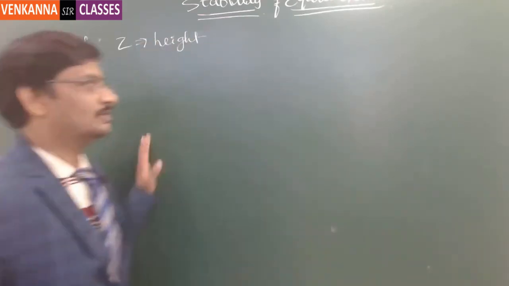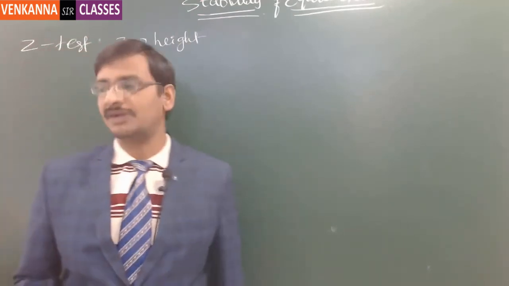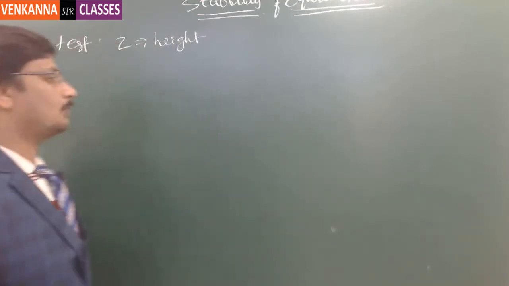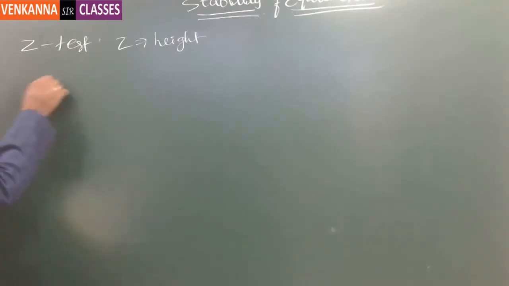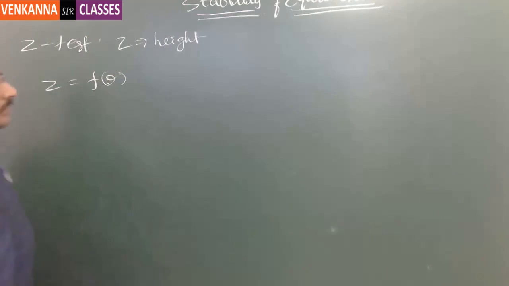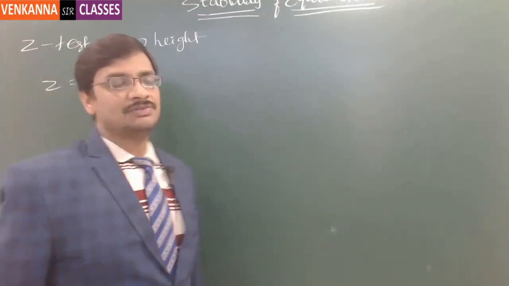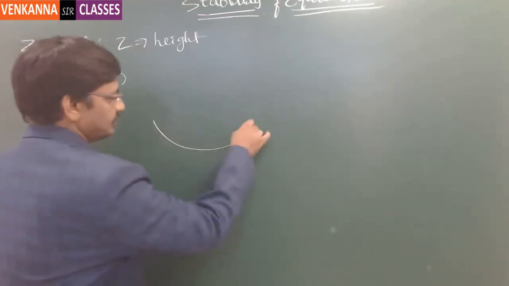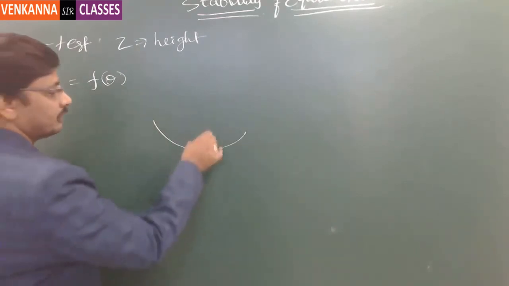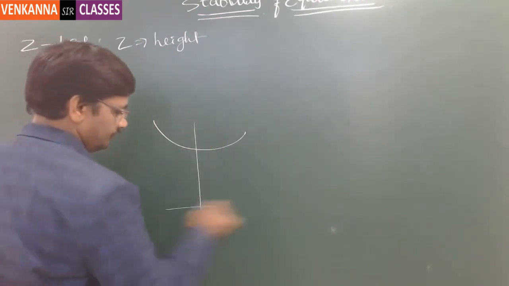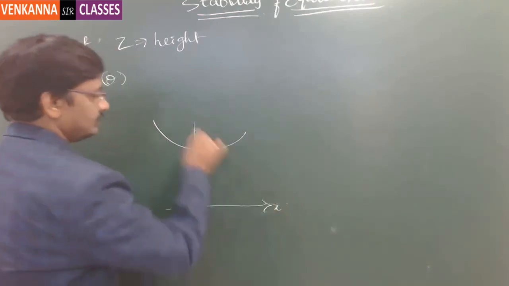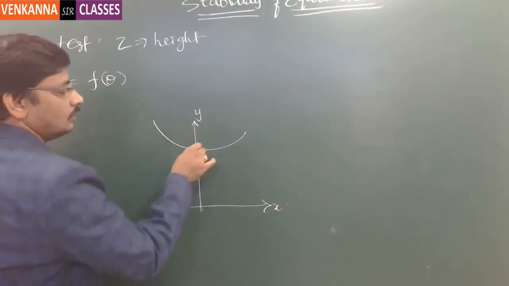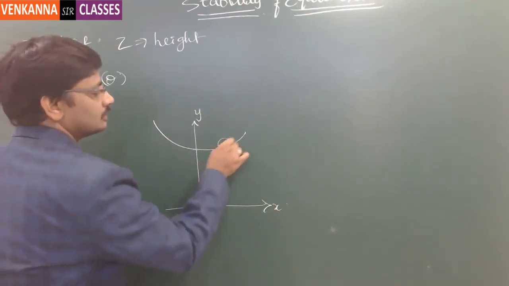So the summary of this. But mathematically, we will try to see what happens. Suppose Z is a function of theta, some random function of theta. Why we call Z a function of theta is, suppose there is a shape like this. On this particular shape, this is the x-axis and this is the y-axis. Now the body is moved from this location to this location.